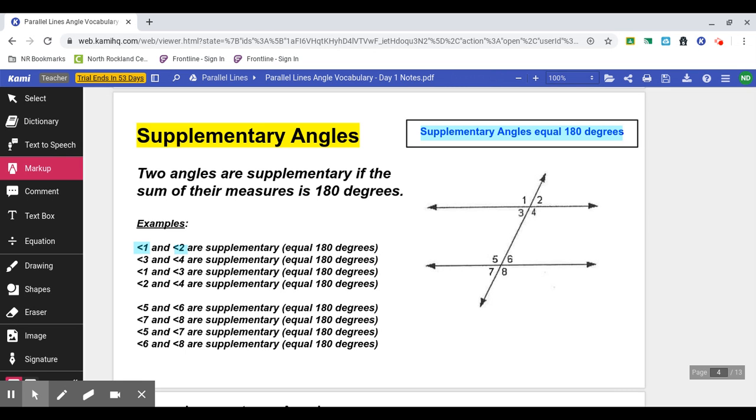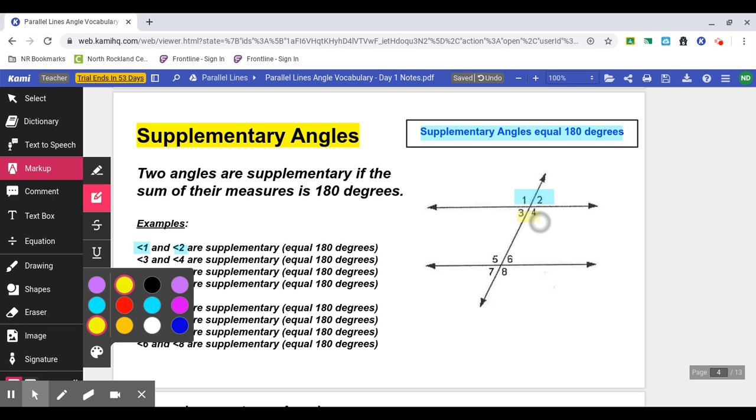Okay, so we would read that as angle 1 and angle 2 are supplementary. So these two angles, angle 1 and angle 2, are supplementary. Look, they're on that straight line. They're right next to each other. So together they have to equal 180 degrees. Okay, but we have more supplementary angles. Our next set of supplementary angles are angle 3 and angle 4. Again, they're on a straight line. Okay, they're right next to each other. So together their sum has to be 180.